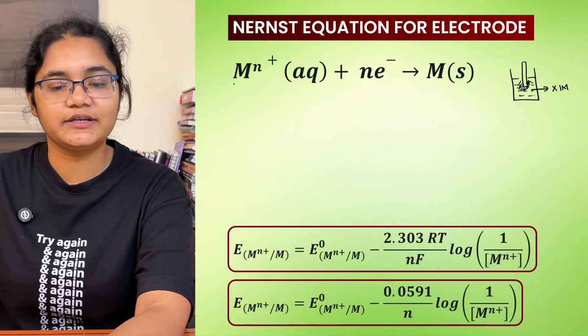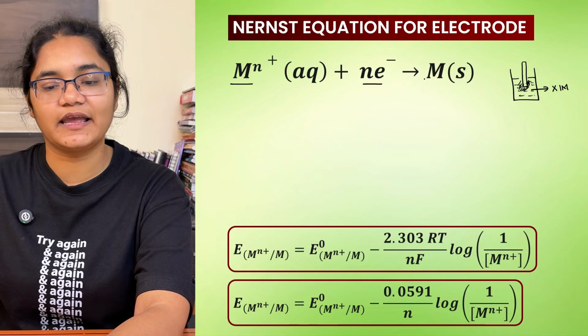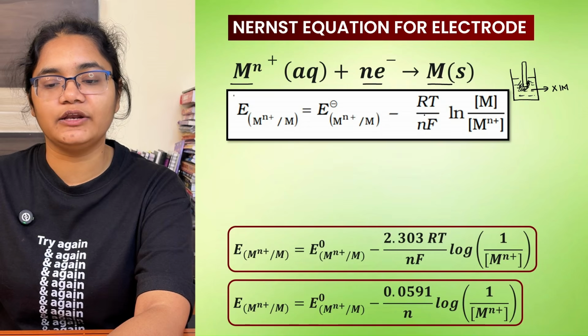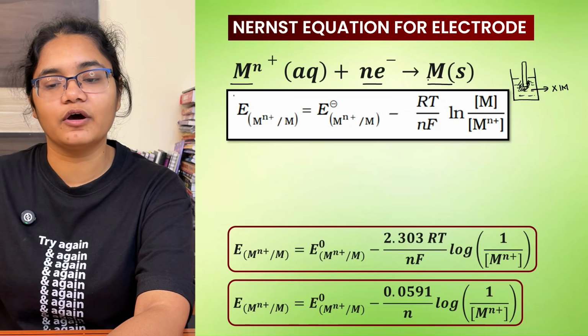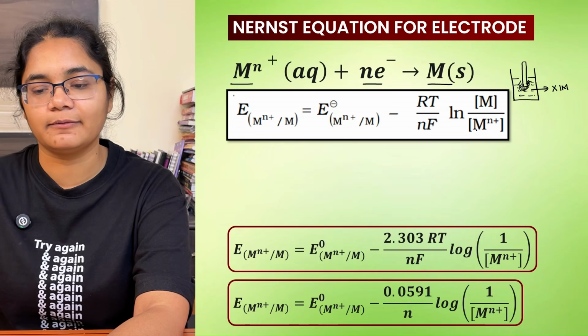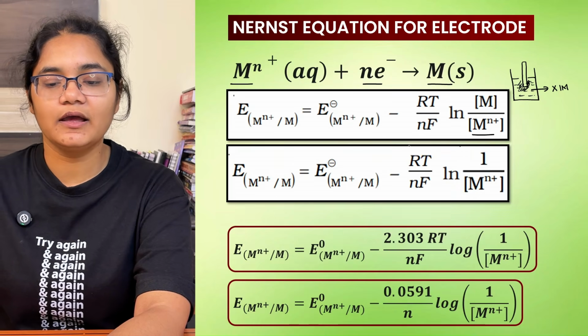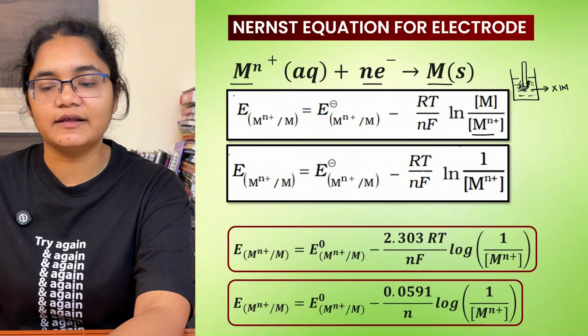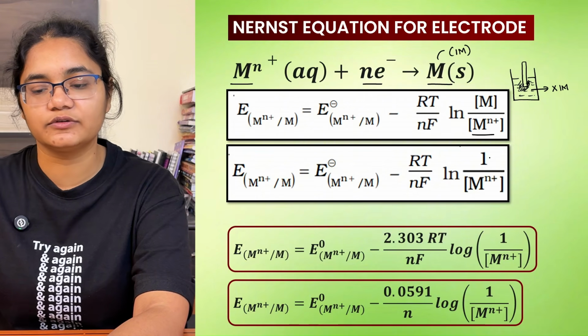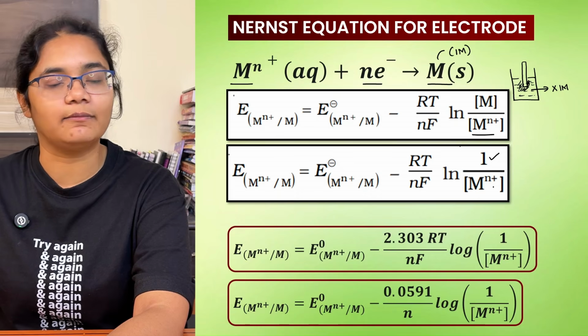So here the equation is: M^n+ plus n electrons gives you M. Next, E is equal to E naught minus RT by nF log of product by reactant. So M, which is on the product side, divided by the reactant. Again, E is equal to E naught minus RT by nF ln. For the solid, the concentration is taken as 1 molar, so this becomes 1. So I have 1 by M^n+.